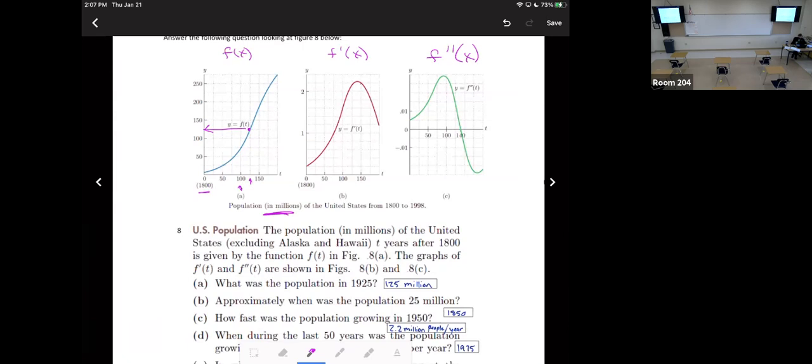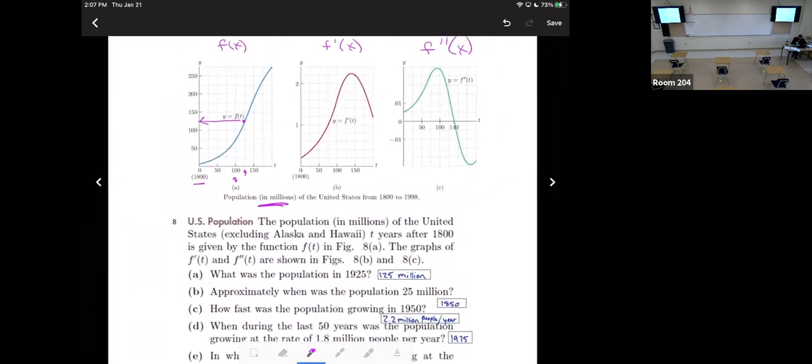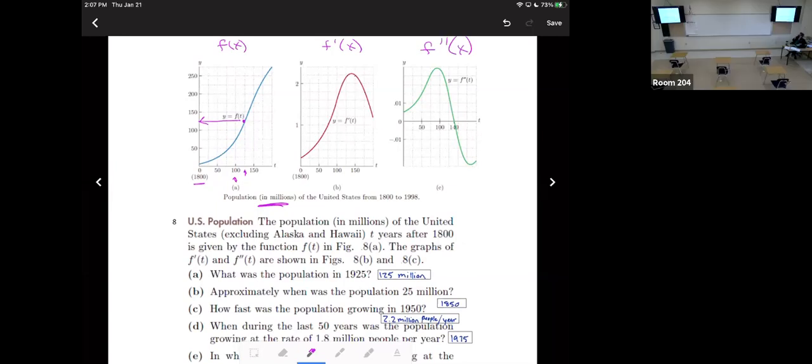Okay, so you shouldn't just say 125. It should be 125 million. Okay, next thing. Approximately when was the population 25 million? So, Victor, which graph do you use for that? I use the first one. Yep, I agree. Okay, you're going to use the first one for that.